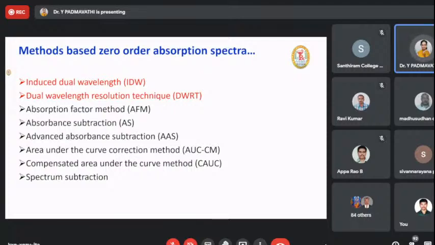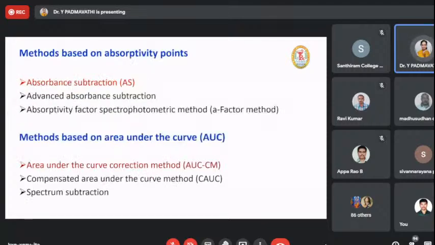You can find this area under curve method. In that also you have the area under curve correction method, ACCM. You can also have the compensated area under curve method, and spectrum subtraction. I'll just list out the methods first, then I'll go with one after the other in detail. The next one is based on absorptivity value, the isoabsorptivity point. Three methods you can formulate: absorbance subtraction, advanced absorbance subtraction, and the absorptivity factor spectrophotometric method, also known as the alpha factor method.